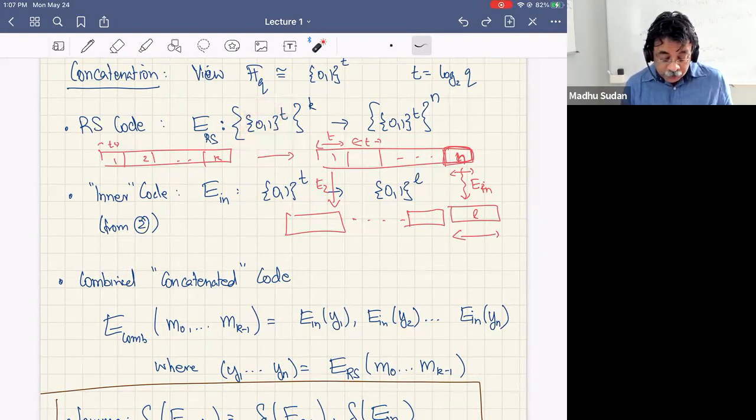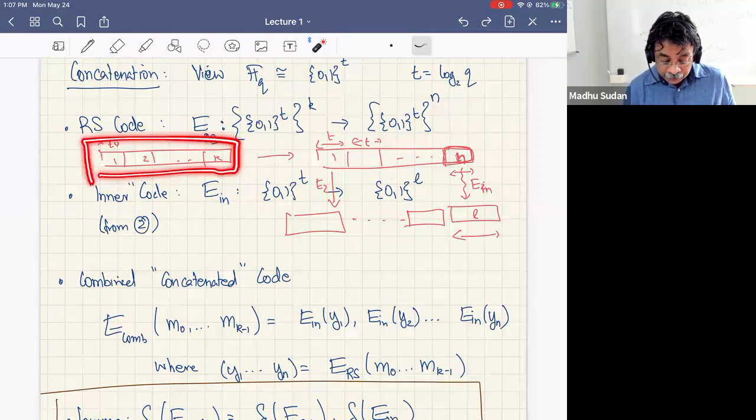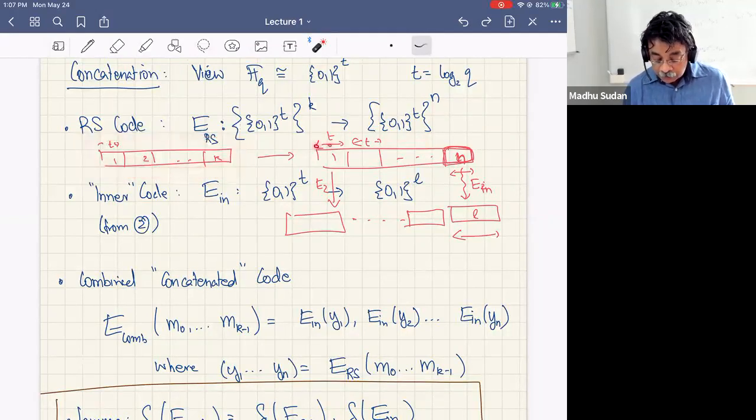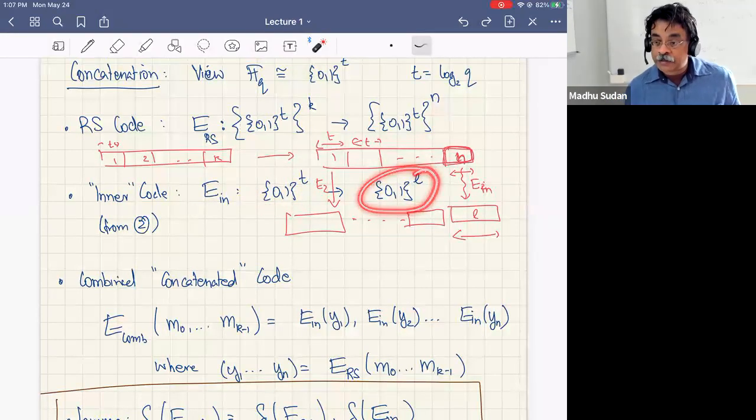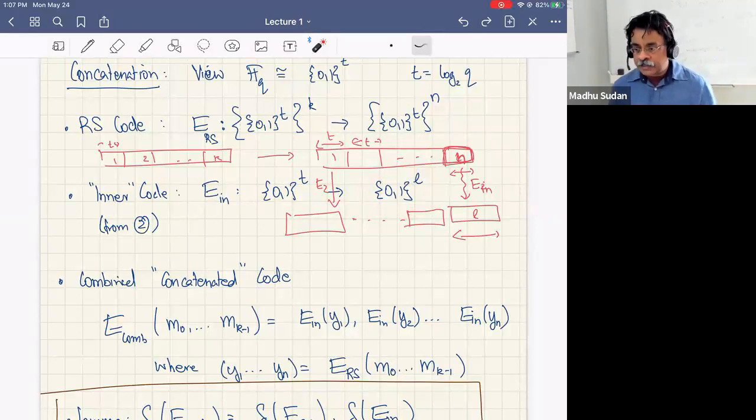So such an encoding is already telling us how to take K sequences of T-bit strings and map it to N sequences of T-bit strings. So that's this encoding. Take K sequences, each one is T bits long, and map it to N sequences, each one is T bits long. Now I'm going to take a second encoding scheme, which takes T letter sequences and maps them to L letter sequences. L is larger than T.